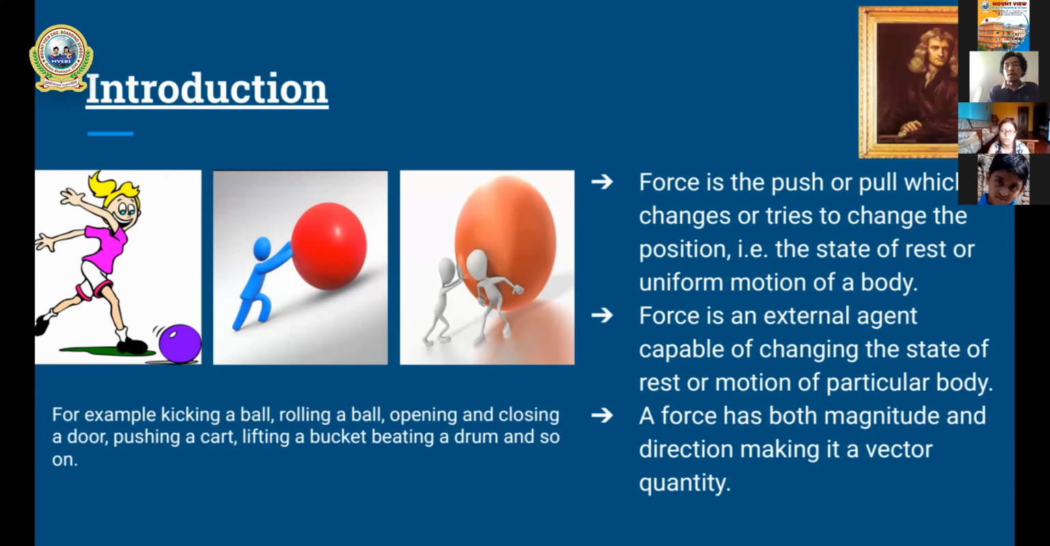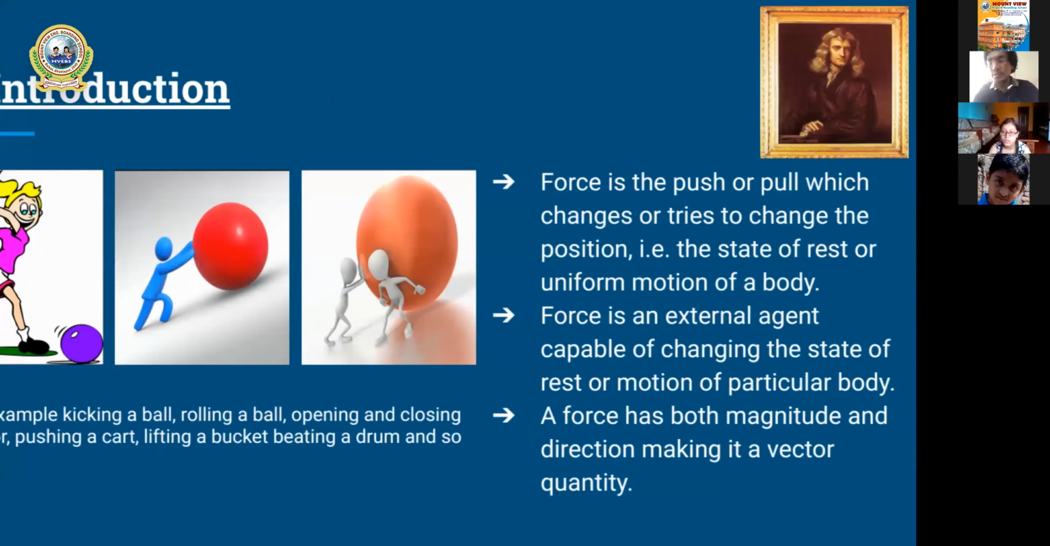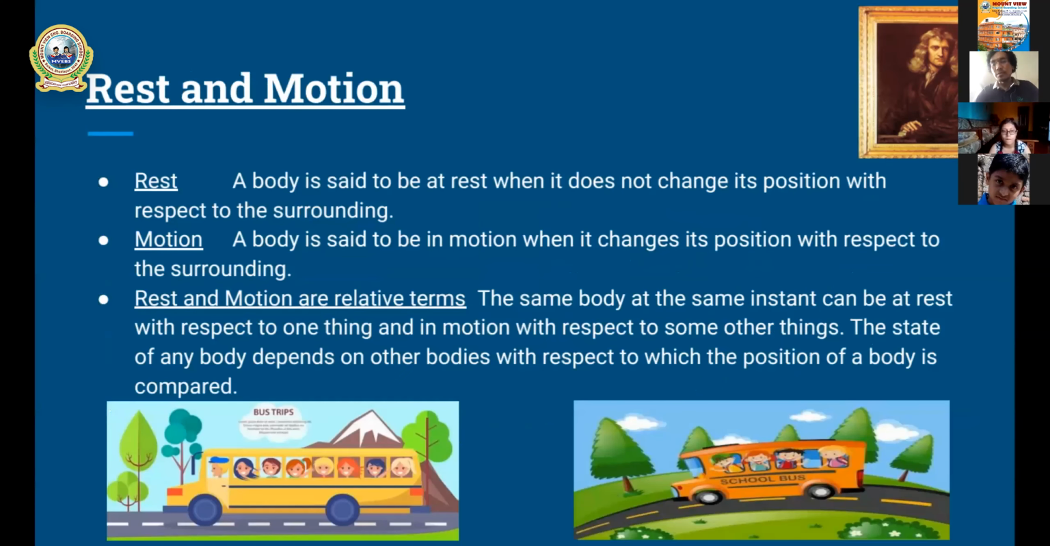Okay, now let's see. There are two states that can be defined for a particular body. The two states are rest and motion. To define whether a body is at rest or in motion, you need an object which we call a reference point, or a framework.